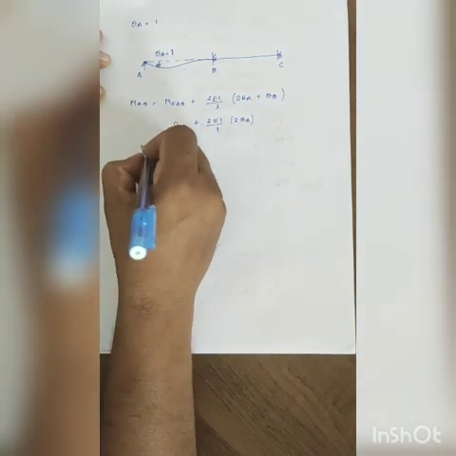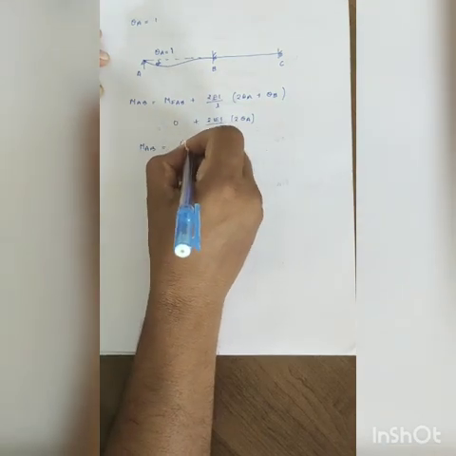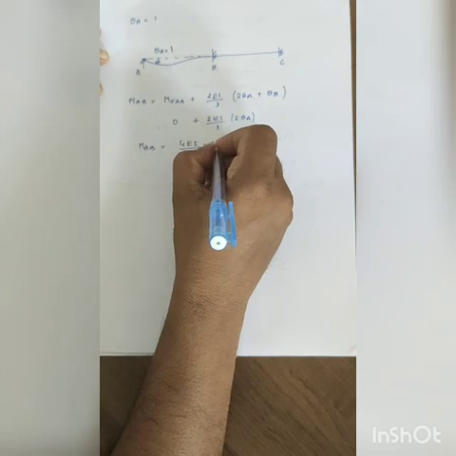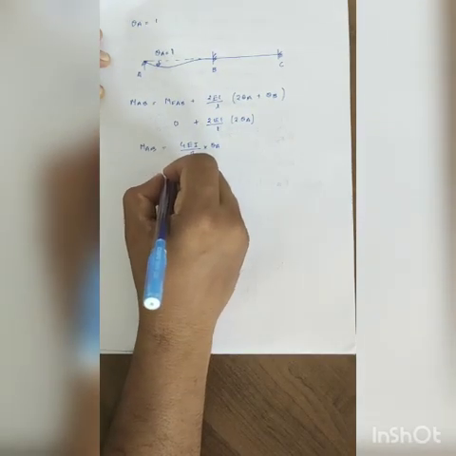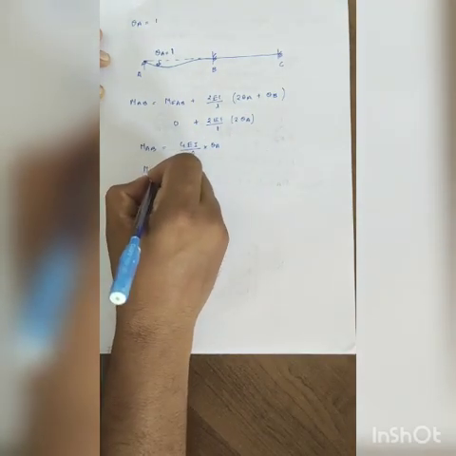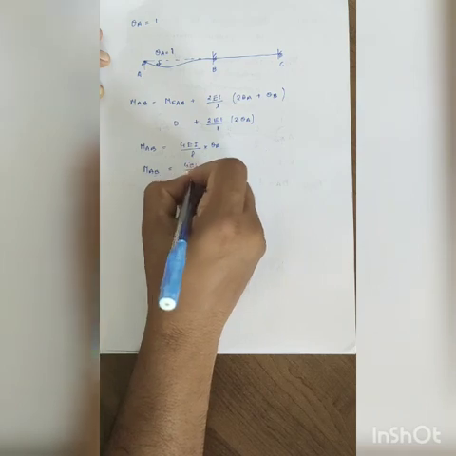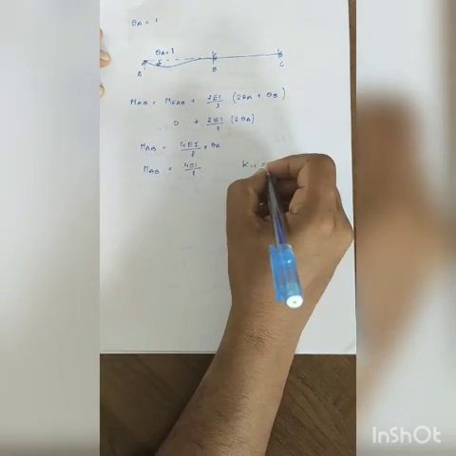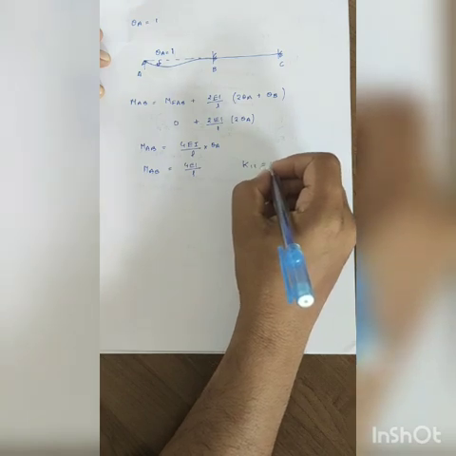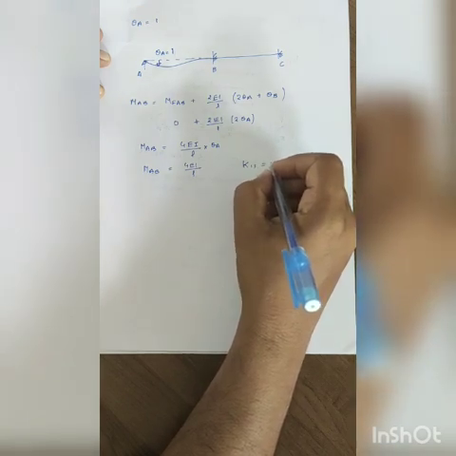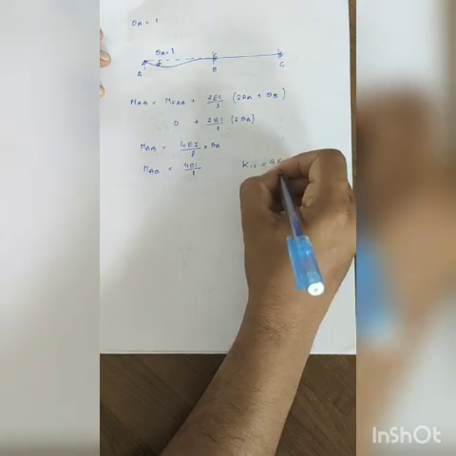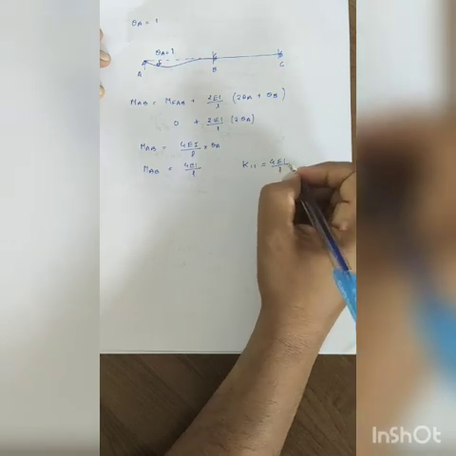So MAB is equal to 4EI by L into theta A, and theta A is 1 radian, so MAB is equal to 4EI by L. So the K11, that is the structure stiffness influence coefficient, that is the moment induced at the first coordinate due to a unit rotation at the first coordinate, is equal to 4EI by L.